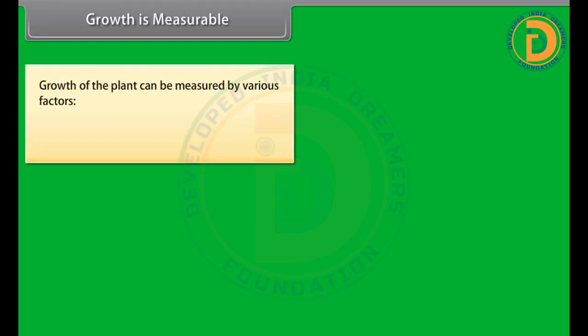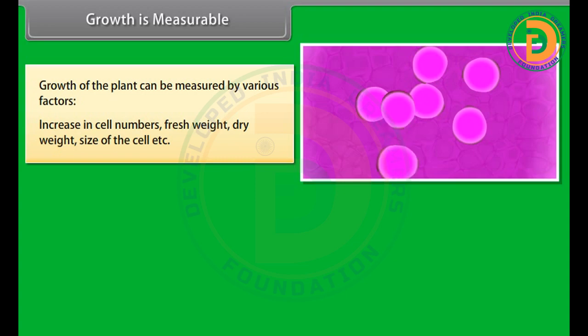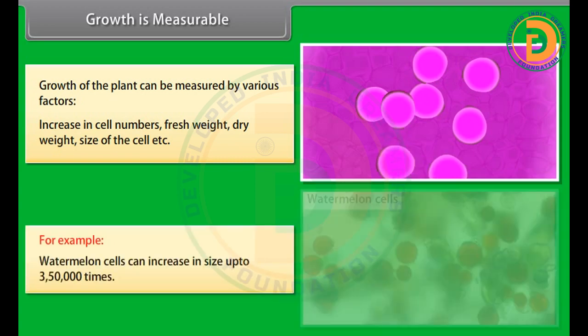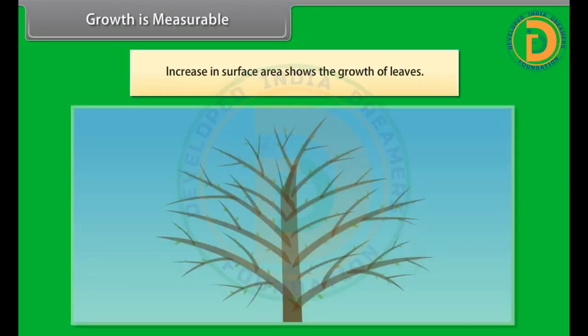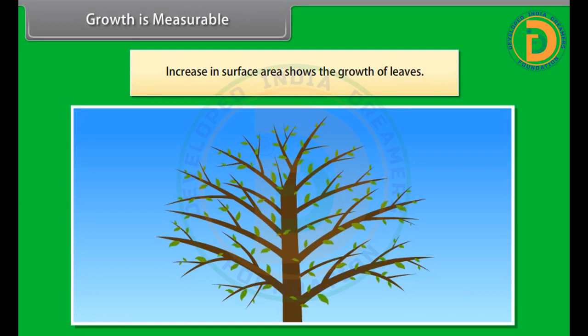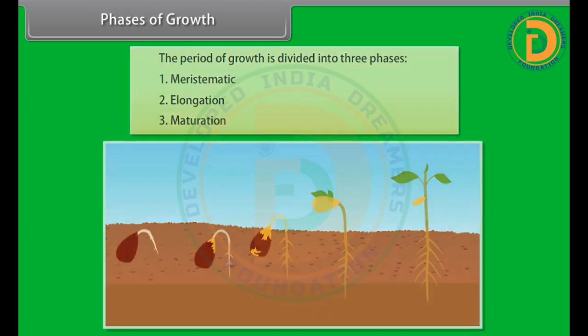Growth of the plants can be measured by various factors: increase in cell numbers, fresh weight, dry weight, size of the cell, etc. For example, watermelon cells can increase in size up to 350,000 times. Increase in surface area shows the growth of leaves. Phases of growth. The period of growth is divided into 3 phases: meristematic, elongation, and maturation.